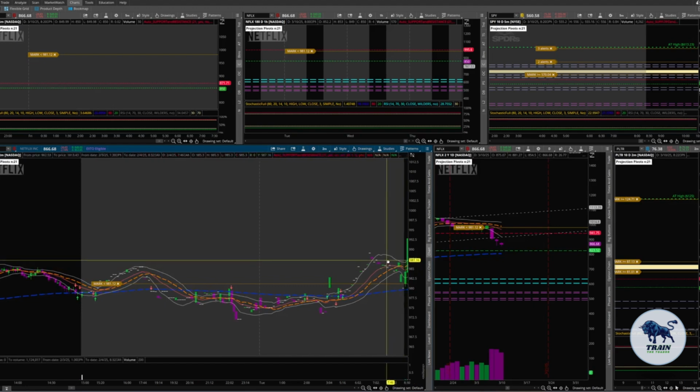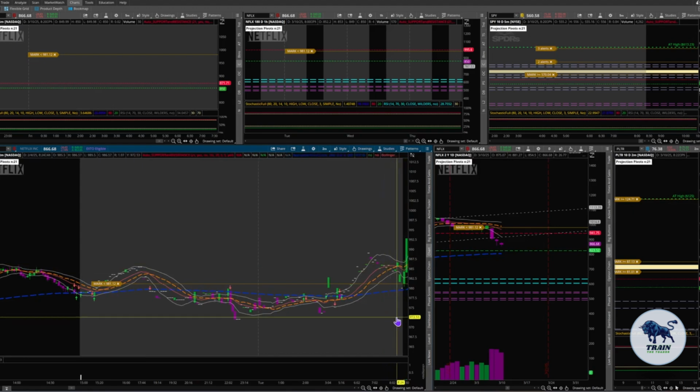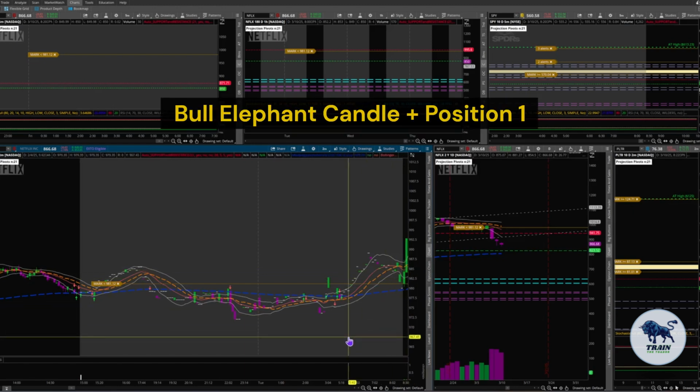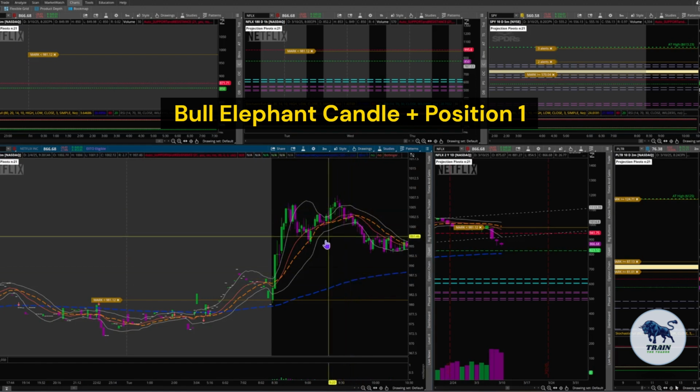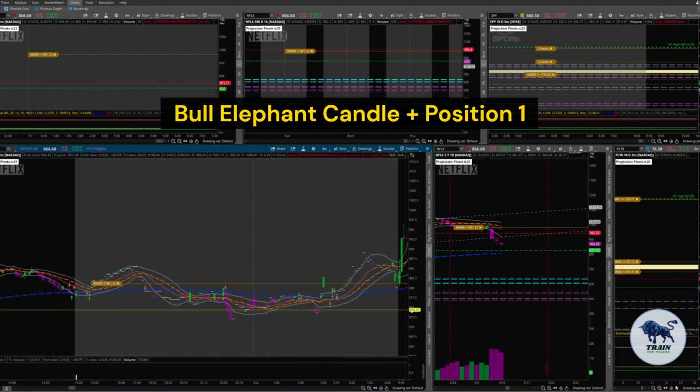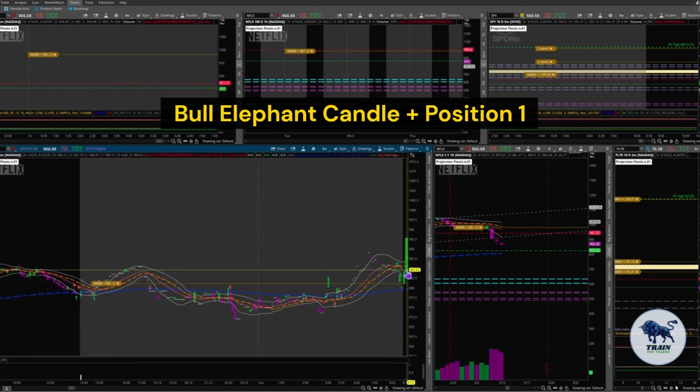But the very next candle, elephant bar. Can we name a candlestick pattern? Yes, elephant bar. Can we name the position that it's in? Yes, it's in position 1 because this is a semi-narrow state. We call this narrow. Why do we call this narrow? Because that's wide. Compared to this is wide, this is narrow, right?